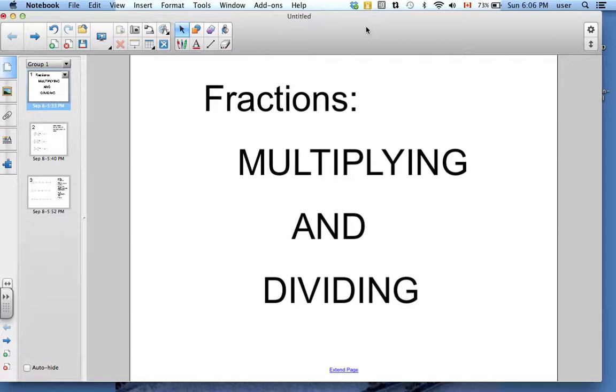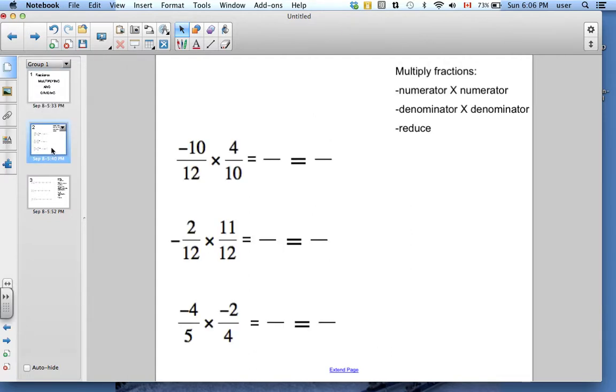Guys, so today we're going to be doing our lesson on fractions when we are multiplying and dividing fractions. So I'd like you to copy down that title. The next thing we're going to do are some examples. So to start off, we're going to do multiplying fractions.